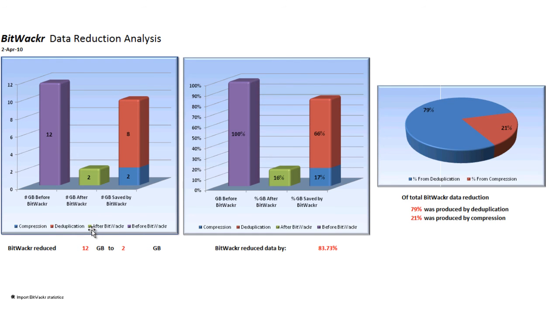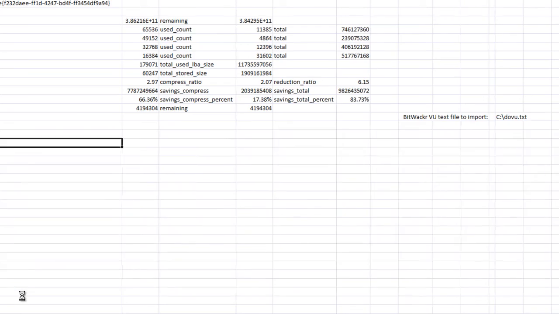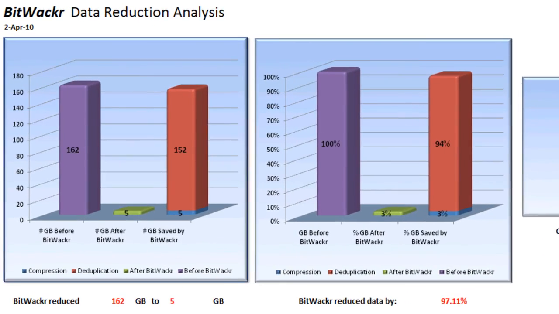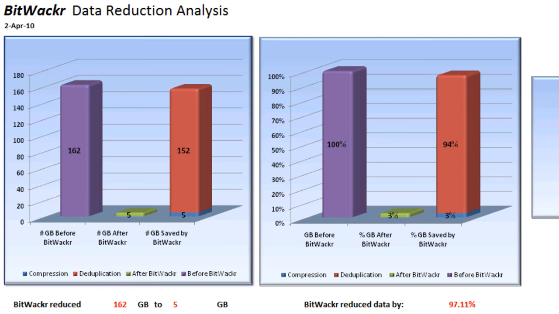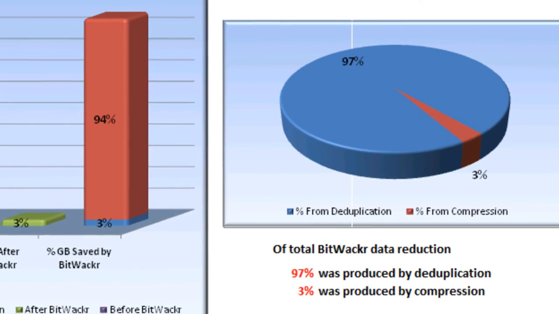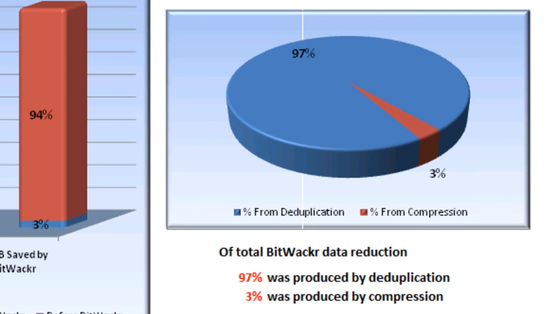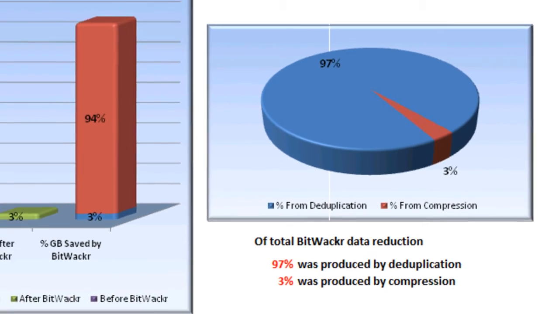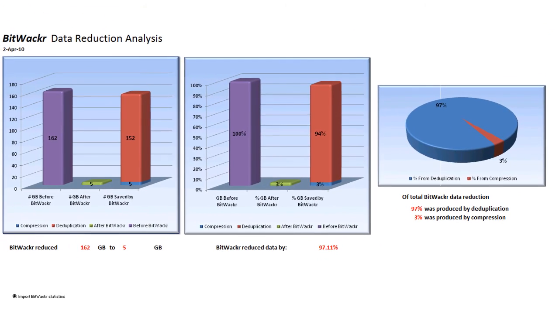I'll click on this button on the spreadsheet to execute a macro that reads the view command output and produces a graphical display of the advanced data reduction produced by the BitWackr. You can see throughout our testing, the data we used was very effectively reduced by the BitWackr through deduplication and compression, demonstrating that Windows application data has a great deal of potential as a target for advanced data reduction products like the BitWackr.